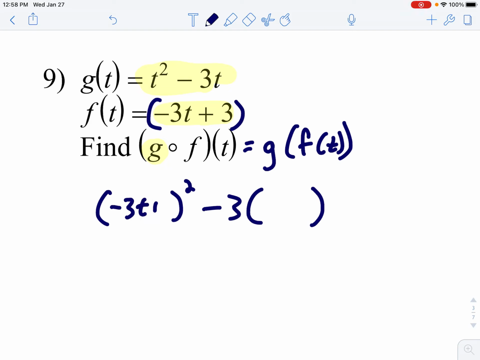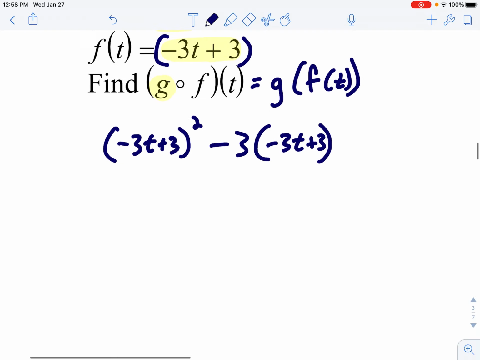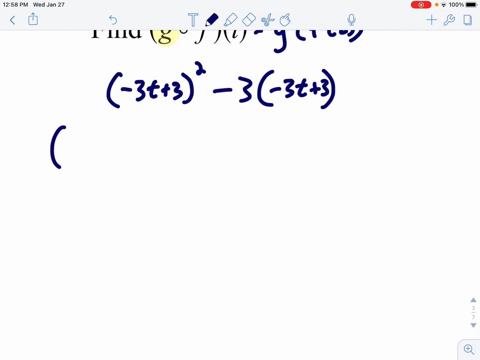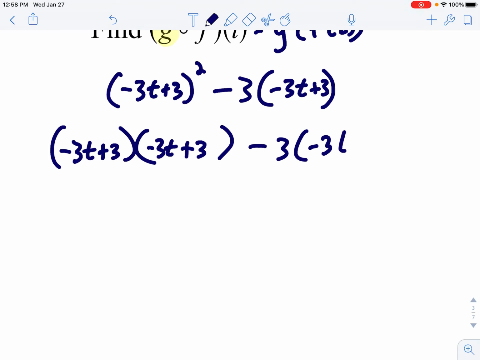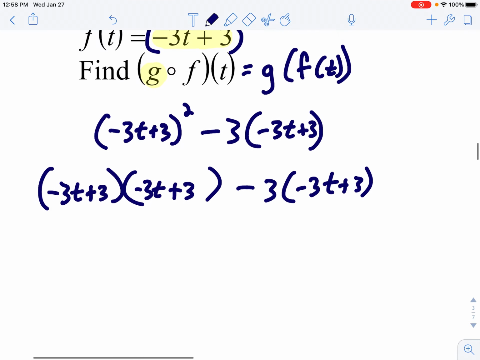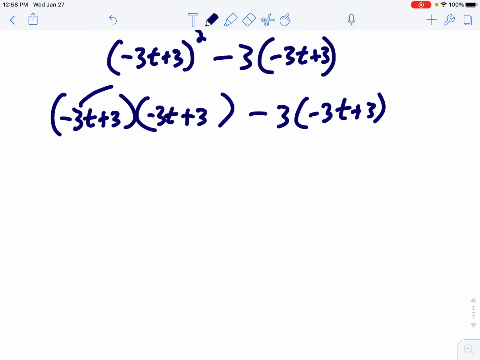Negative 3t plus 3. From here, you need to do negative 3t plus 3 in each place. Now, I'm not going to work anything else out. I'm going to leave the rest of this up to you. But I will tell you, you're going to need to FOIL all this together, and you're going to need to distribute that in order to continue your work.